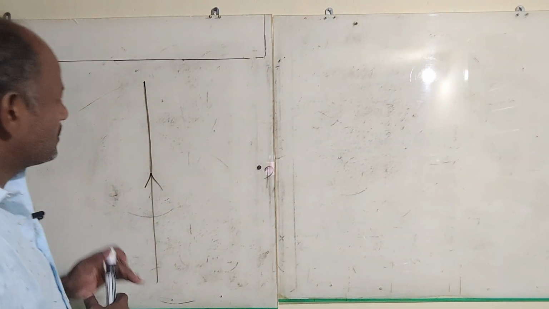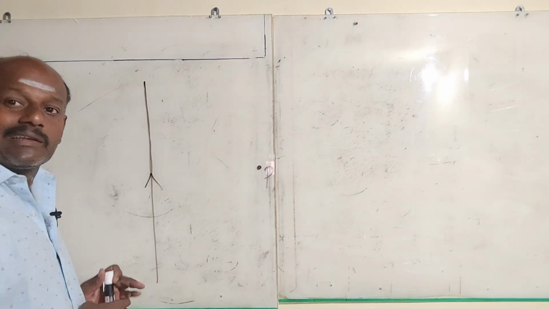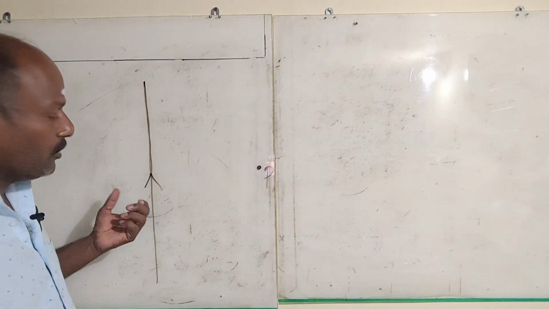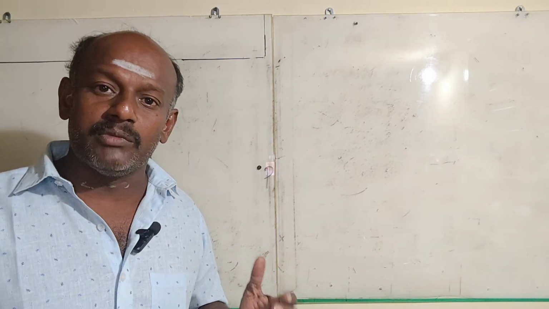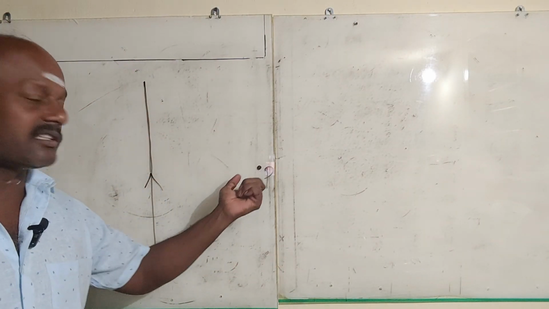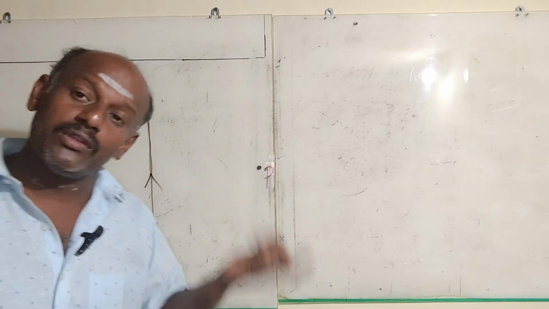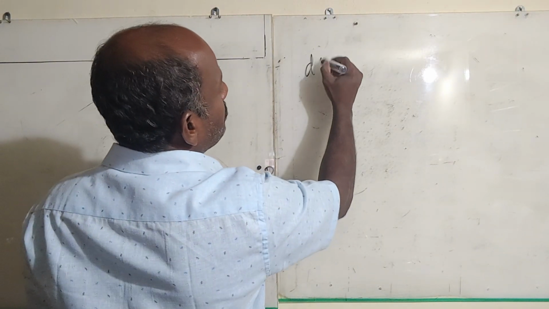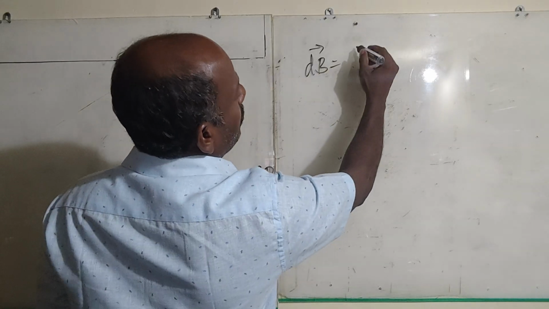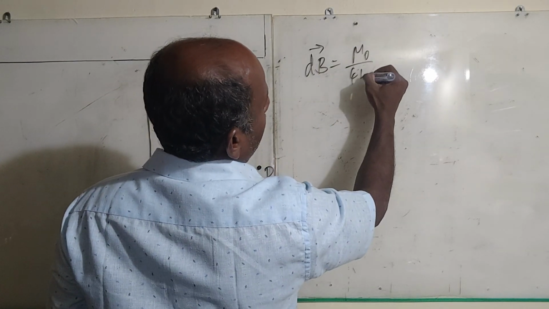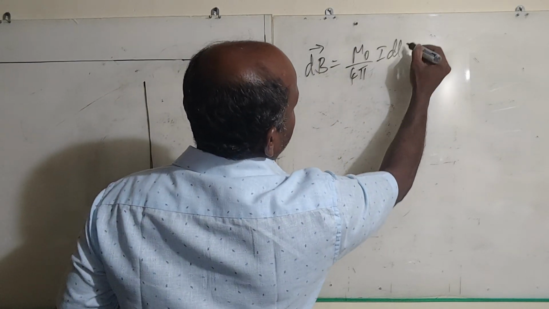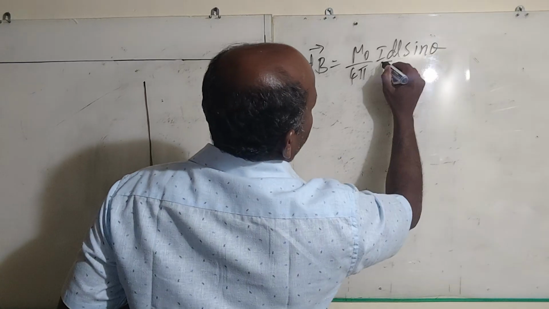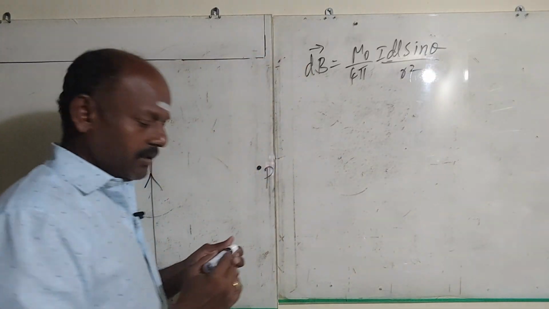So here we are going to consider an infinitely long straight wire carrying current. By using Biot-Savart law, we are going to measure the magnetic induction at the point P. We know the formula according to Biot-Savart law: dB vector is equal to mu naught by 4 pi, I dl sin theta divided by r square.